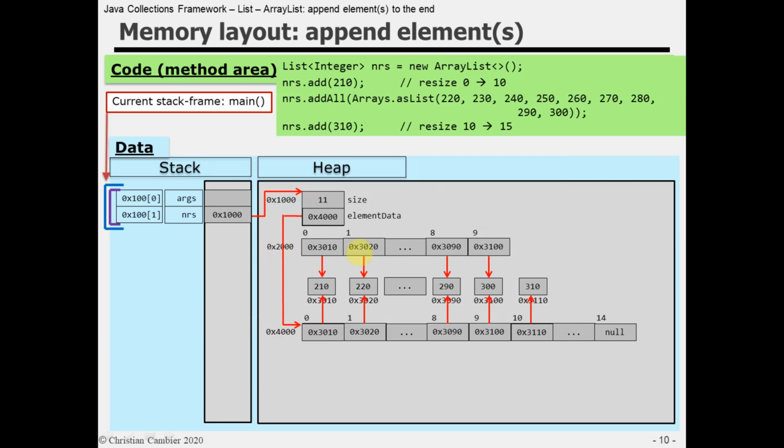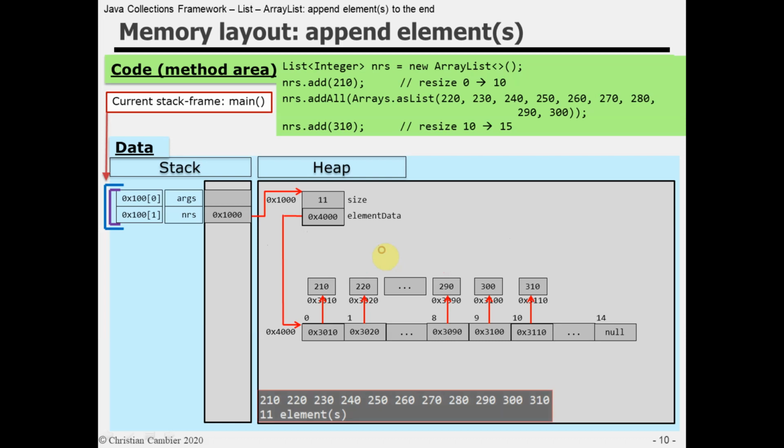Now, the previous array, since it is not referred to by any reference variable anymore, will eventually be cleared by the garbage collector of the Java virtual machine. I simulate this now, in order to clear up the slide a little bit. An output of the ArrayList now yields 11 elements.